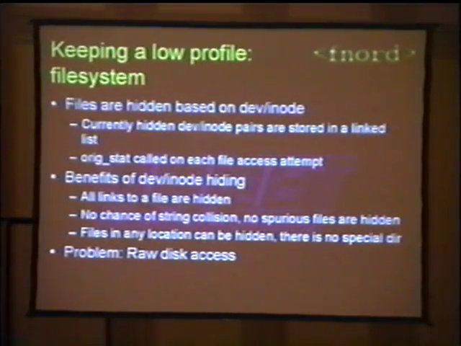We do have a problem with raw disk access. You could open up the raw disk device and read from there and determine the entire contents of the file system that way. A lot of the files that we hide are in proc, and there is no corresponding raw disk device, and we do log attempts to open raw disk devices.